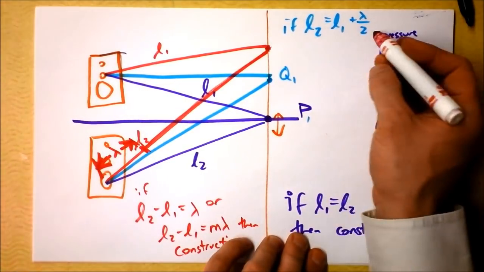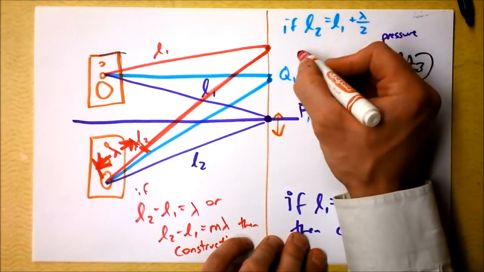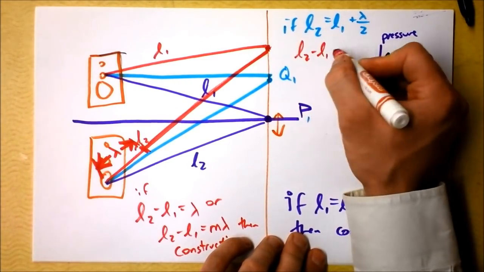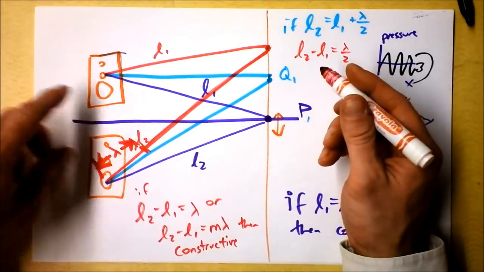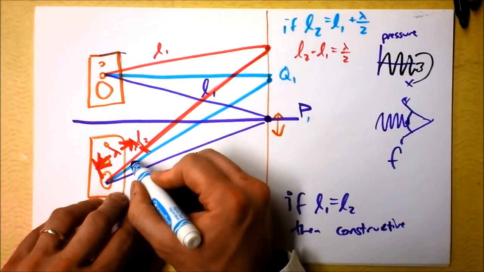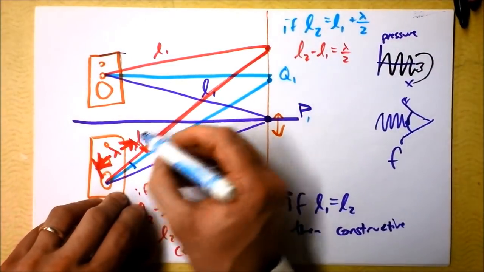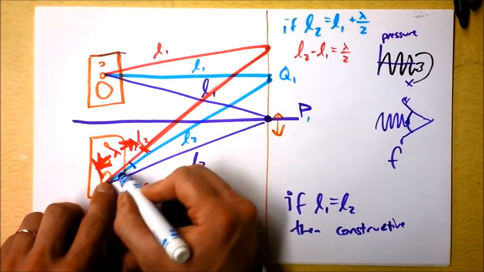What about up here? This, I'm arguing, is the difference between them. Let me write it like that. L2 minus L1 is half of a wavelength. So that means that the crest in this blue picture here, this distance right here is half a wavelength. That would be, well, there's L1 and there's L2. This distance is half a wavelength.